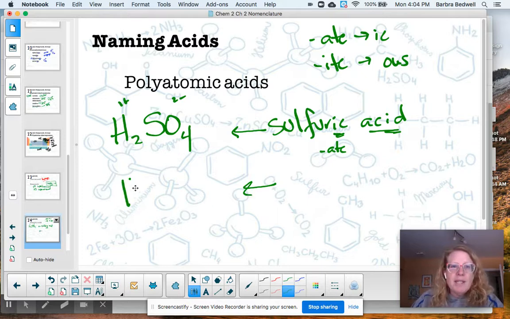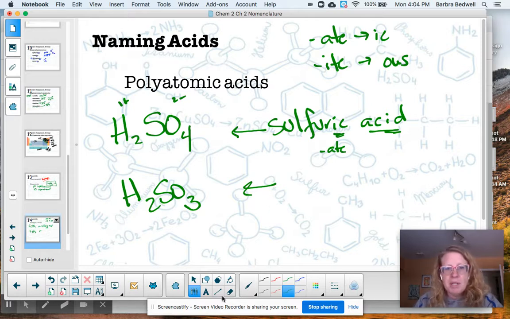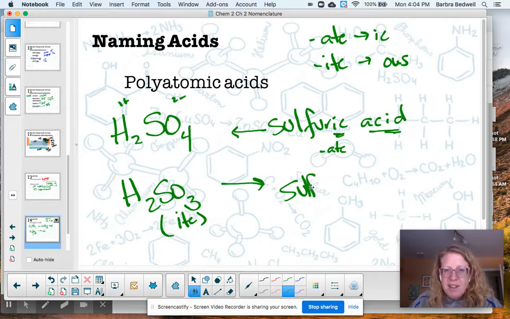All right, so what's this one going to be? H2SO3. We're going to go the other direction. So the top one is hydrogen sulfate. This one is hydrogen sulfite, right? That's the ITE form because it's got one less oxygen. So when we write this one, it's not sulfuric acid. We have to use the other ending. It's the OUS ending, and this sounds really weird. S-U-L-F-U-R-O-U-S, sulfurous acid.